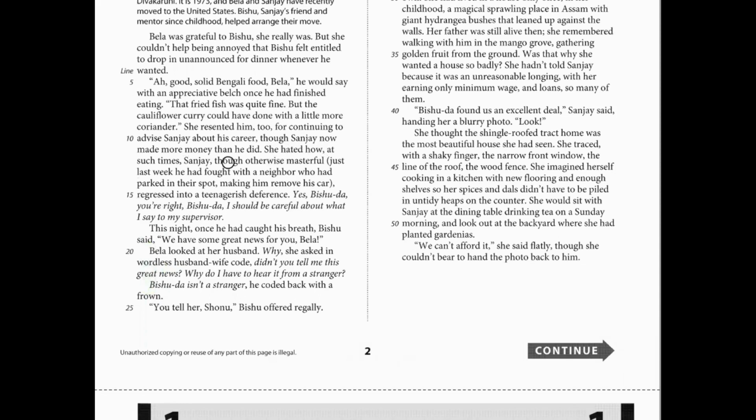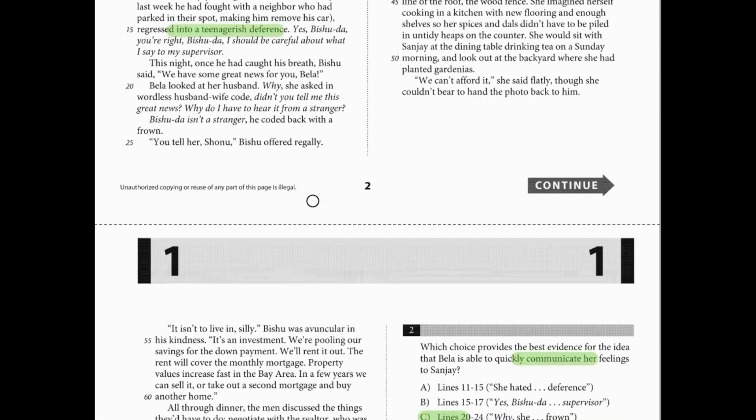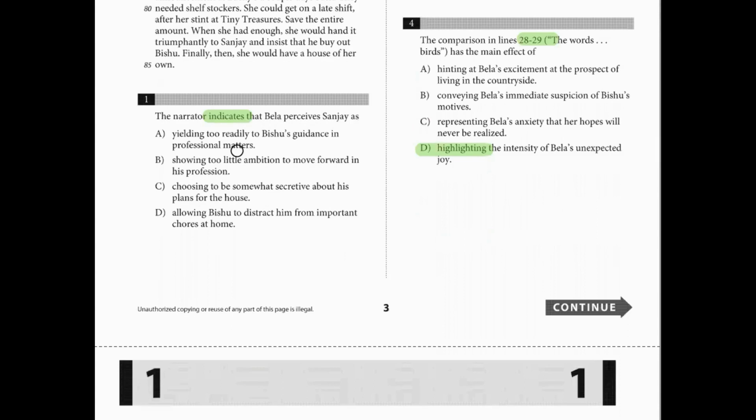She hated how at times Sanjay, although masterful, just last week she fought her neighbor, but generally she regressed into a teenagerish difference. When he meets Bishu, he just goes into a teenagerish difference because she is married, and at that age, going into a teenagerish difference may not be applicable, may not be good, right? So it's very clear.